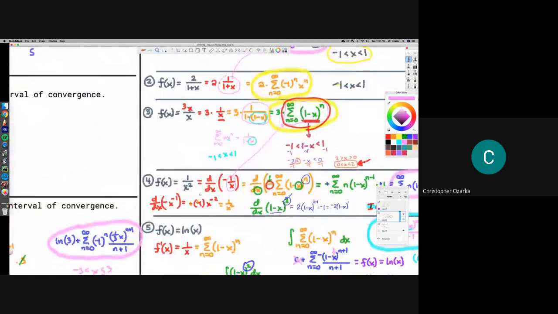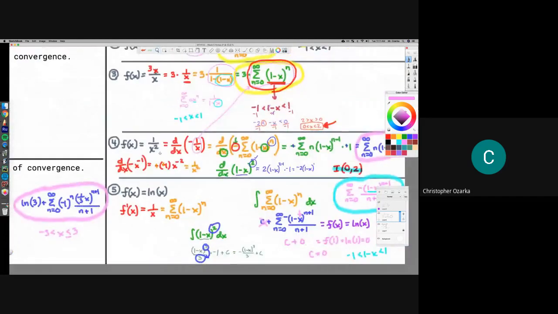This other problem right here, we did not need to do that. I just did it for example purposes. But this one you had to. There's no way you could have gotten this to be 1 over something because it's an ln x. You just can't do it.